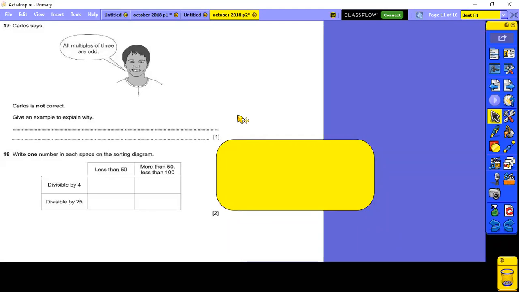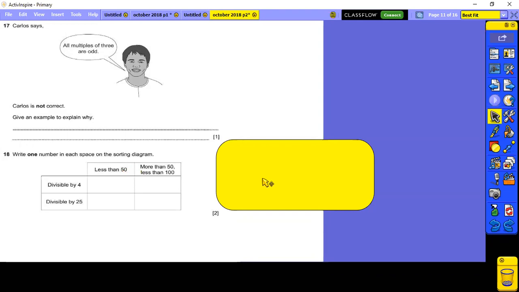Okay, so the answer, no, it's not correct, because you need to give them an explanation. Give them an example. Right. Question number 18. He's telling you to write one number in each space on the sorting diagram. So I need a number that's divisible by 4 and less than 50. You have many numbers in table 4 less than 50. I will accept any number less than 50 and in table 4.